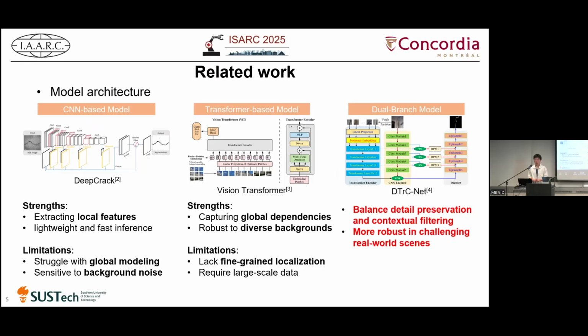Existing deep learning models fall into three types. The first one is convolutional neural networks. It's good at extracting local features, while transformers are good at capturing global dependencies and help with complex backgrounds. But both of them have some limitations. So the third one combines them, balancing the local feature and the global feature, and is more robust. So we will follow this structure.